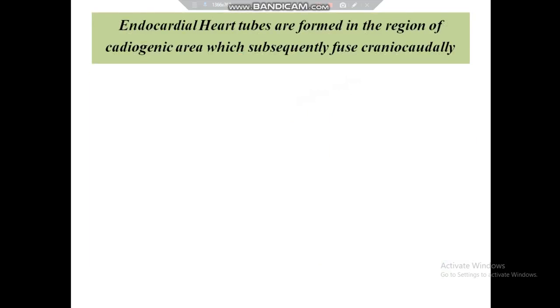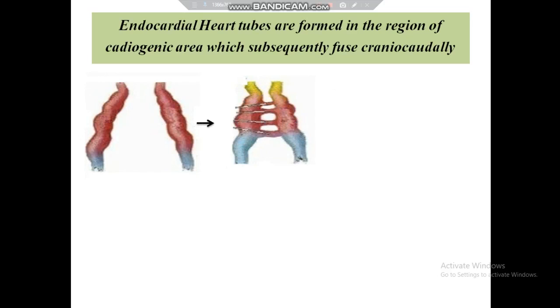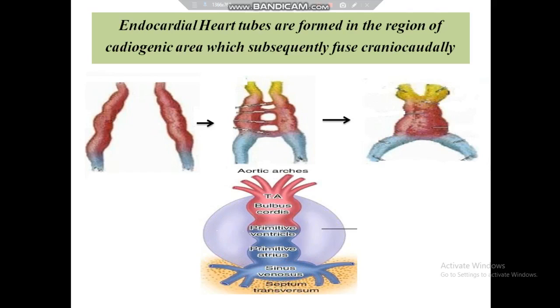Now, endocardial heart tubes are formed in the region of the cardiogenic area, which subsequently fuse craniocaudally. So we have two heart tubes first of all. Then, because of the lateral folding of the embryo, these heart tubes unite in this manner, and later on a single heart tube is formed. But this heart tube has some divisions from above downwards, like we have the bulbus cordis, which has three parts: the truncus arteriosus, conus cordis, and bulbus cordis proper. Then we have the primitive ventricle, then the primitive atrium, then the sinus venosus.